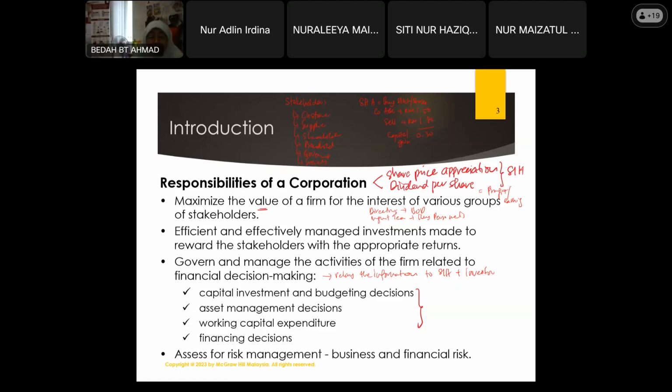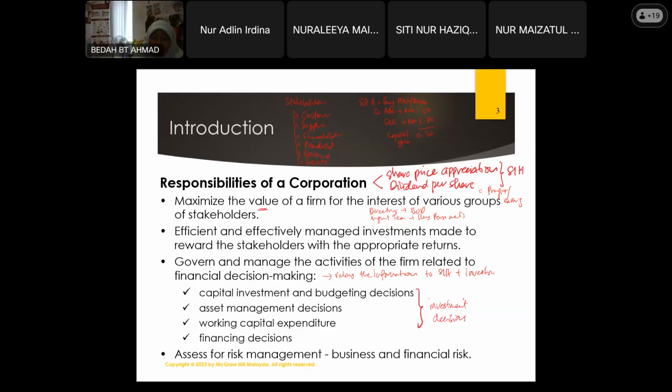So the directors and management team are responsible for capital investment and budgeting decisions, asset management decisions, working capital decisions, and financing decisions, how to get the source of financing, and how to invest. So these three here are more on investment decisions.